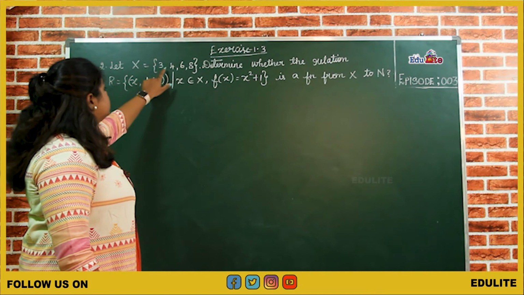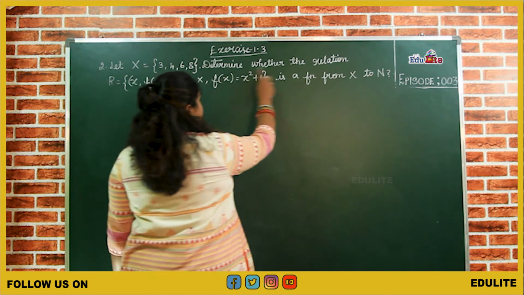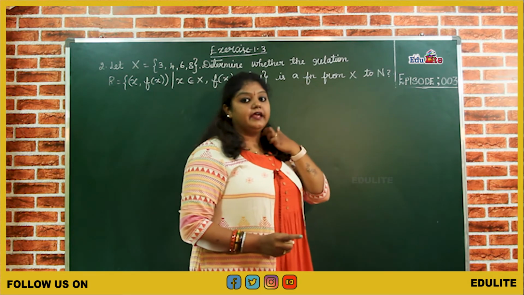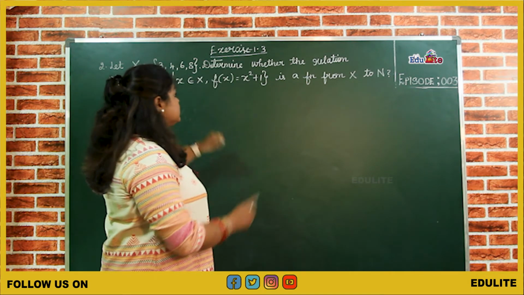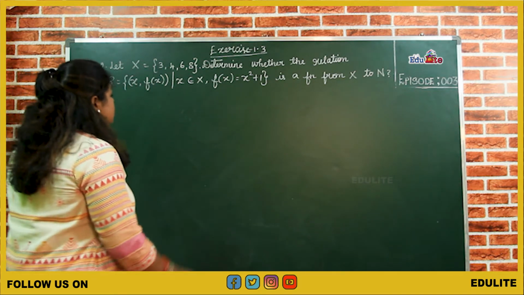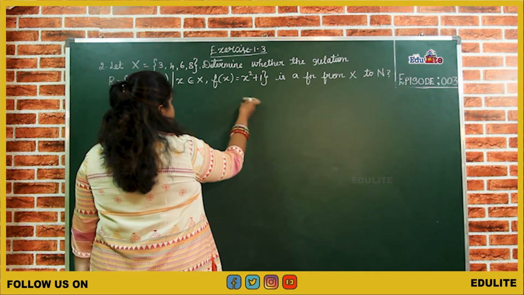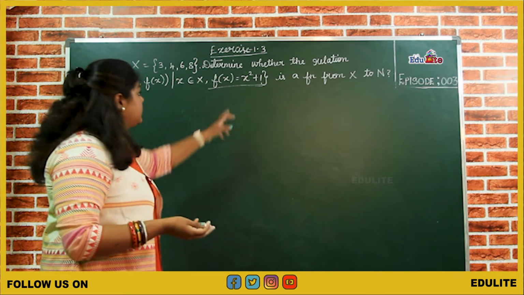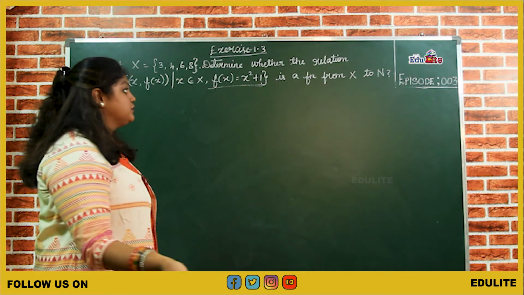Let x equal {3, 4, 6, 8}. We have to determine whether this relation is a function from x to N. X to N means from a set x to the natural numbers. So the y set represents the natural numbers. To find out whether this given relation is a function, we have to take the set of values of x and substitute it in f of x. We will find the set of values of y.